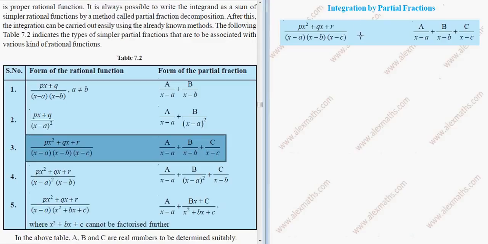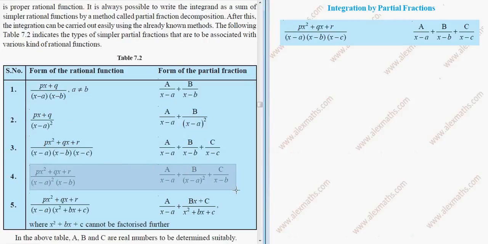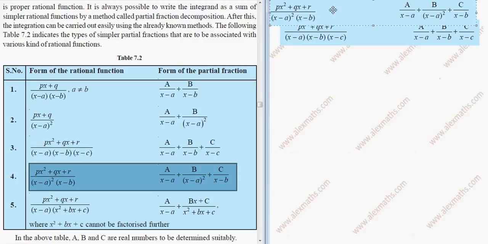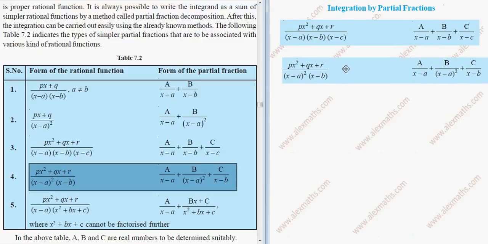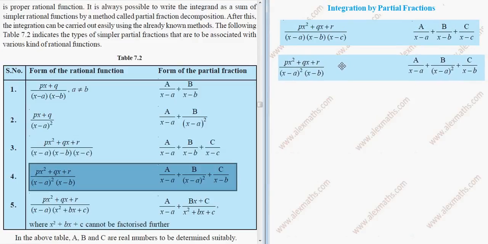What I will do is I will write a by the first factor plus b by the second factor plus c by the third factor. Then the next rule is when I have a repeated factor. Repeated factor means this x minus a is repeated twice. That's why it is put whole square. For this, I cannot use the first rule. It is a repeated factor. So I have to use the repeated factor rule, which is a by the first factor, that is x minus a, plus b by x minus a whole square.